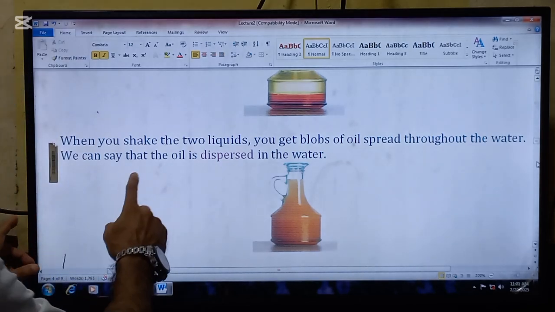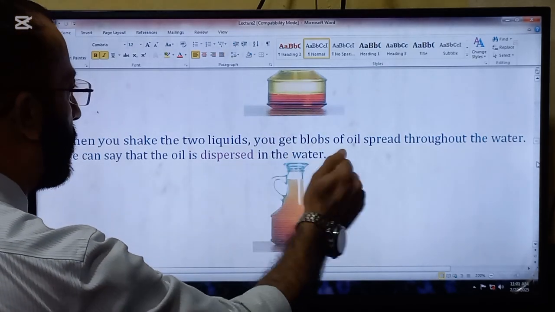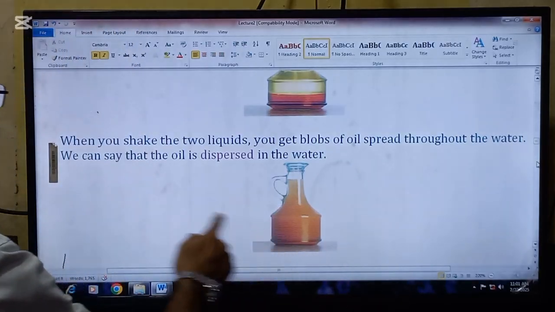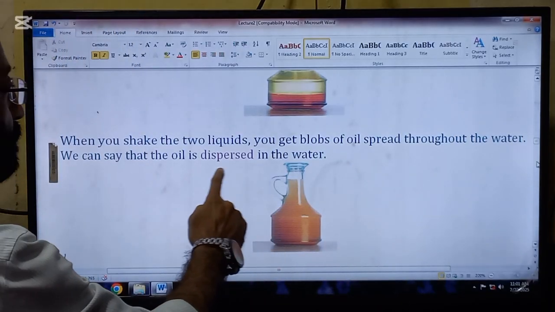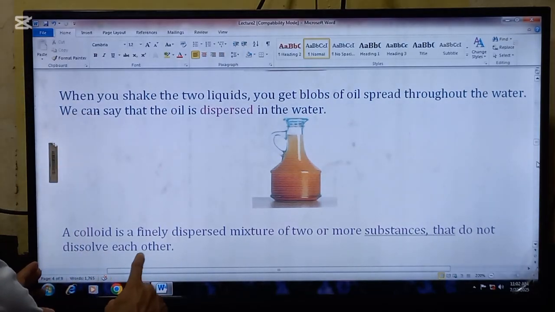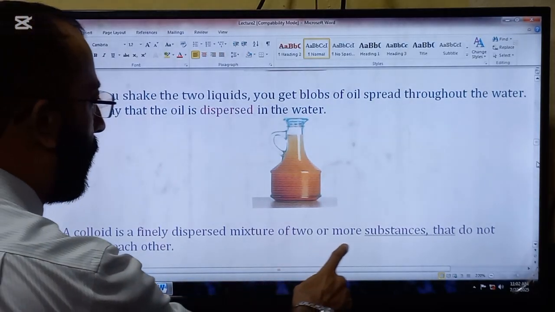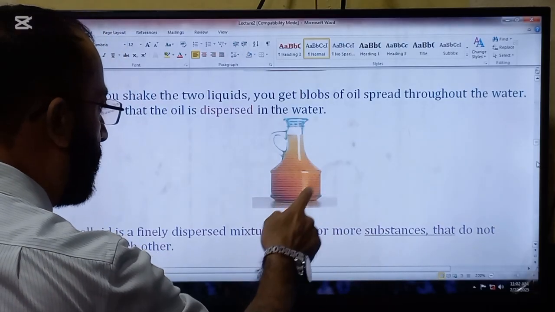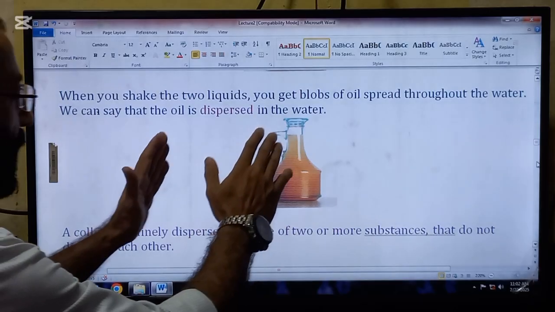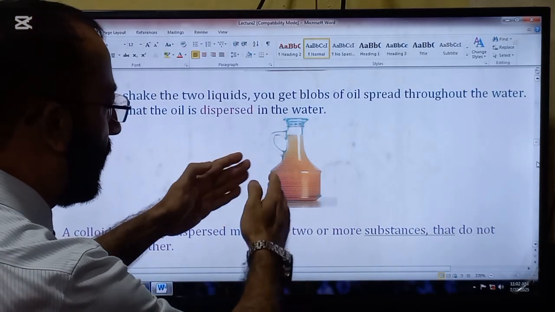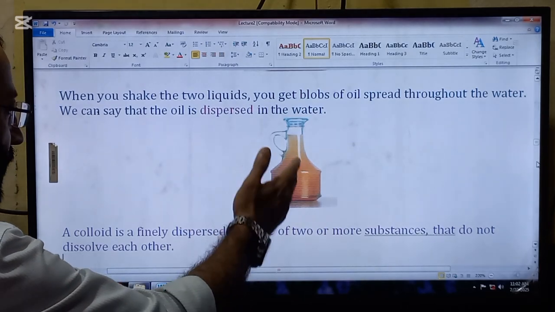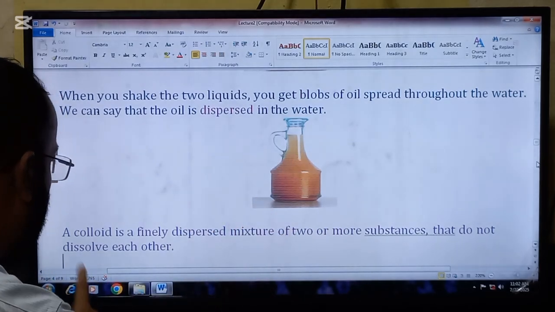But when you shake the two liquids, so if we shake the water well, you get blobs of the oil spread throughout the water like this. We can say that the oil is dispersed in the water. A colloid is a finely dispersed mixture of two or more substances. This kind of mixture is called a colloid, where the substances do not dissolve in each other. If we leave it for some time, again the two substances will separate. But if they stay mixed in this form, this is called a colloid.